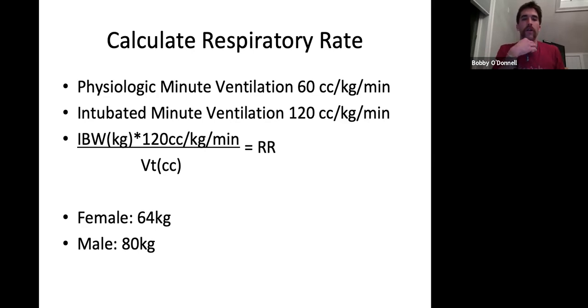So we calculate their minute ventilation, and then we divide that by our tidal volume to get our respiratory rate. It's the same thing as when we see how much volume they're getting over a minute. It's how many times they're breathing and how much they're breathing with each breath, right? So it makes sense that to get the respiratory rate, we divide the minute ventilation by the tidal volume. So there's 2 practice ones right there. If you guys want to calculate that out and someone wants to give it to me, that would be cool.